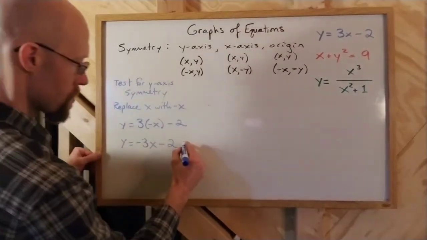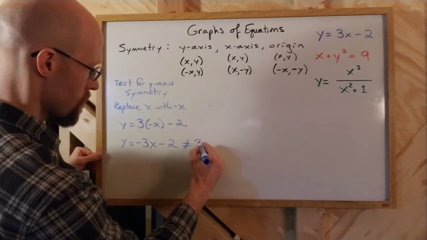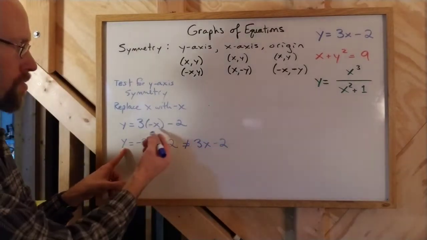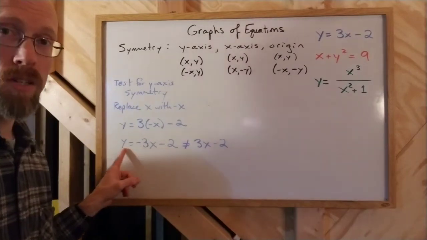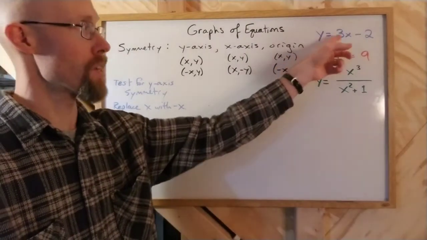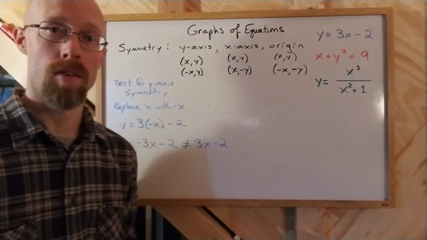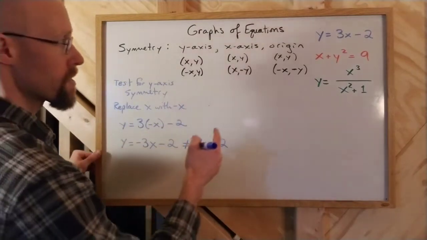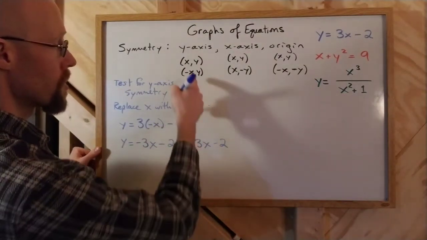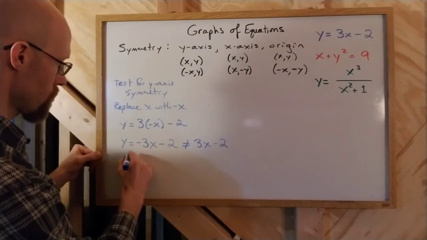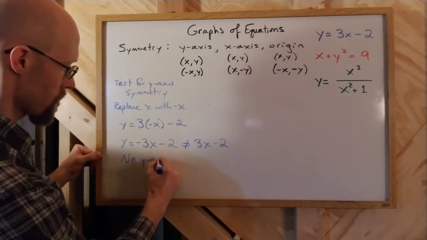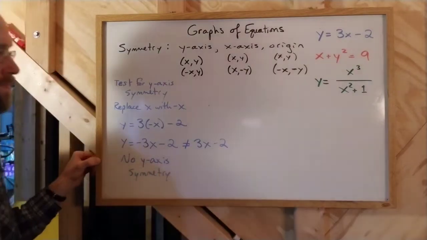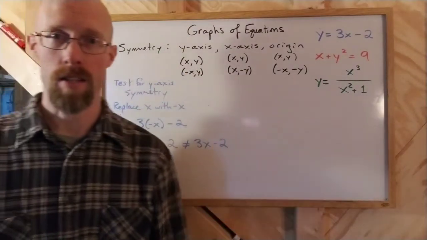Because this is not the same as the original 3x minus 2, we would say the y value after replacing with the negative x is different than the y value with the original x. And if the two values are different, then we would say that this does not have y-axis symmetry. So no y-axis symmetry. Now we can move on to x-axis symmetry and test that.